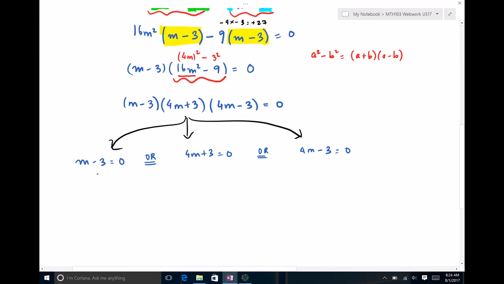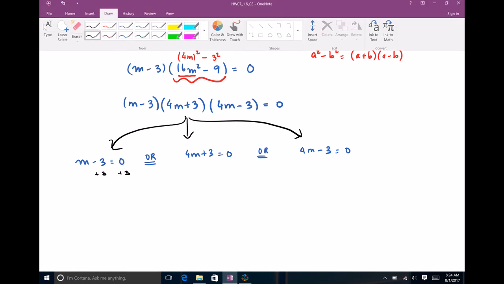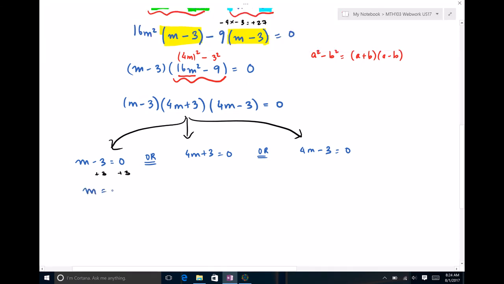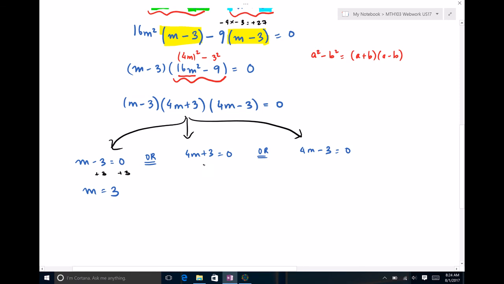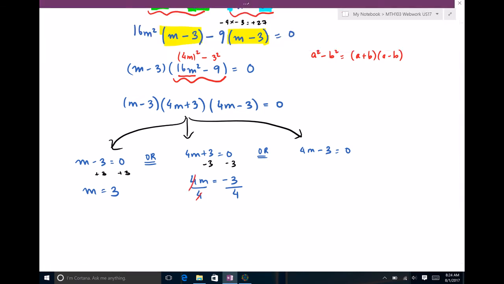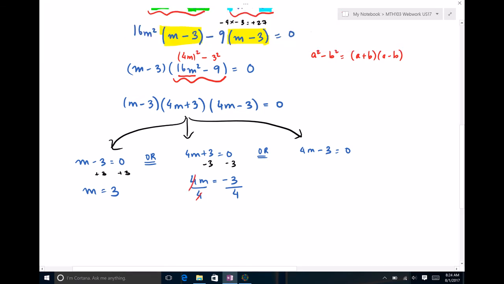So I'm going to solve this linear equation by adding 3 to both sides of the equation, and that gives me that m equals positive 3. To solve the next equation, I'm going to subtract 3 from both sides of the equation to isolate the m. So I get 4m equals negative 3, and then to find out what m is, I divide both sides by 4. On the left hand side, I can get rid of the 4, and so I get m equals negative 3 over 4.